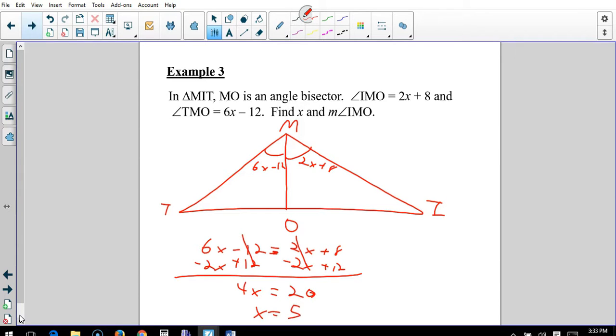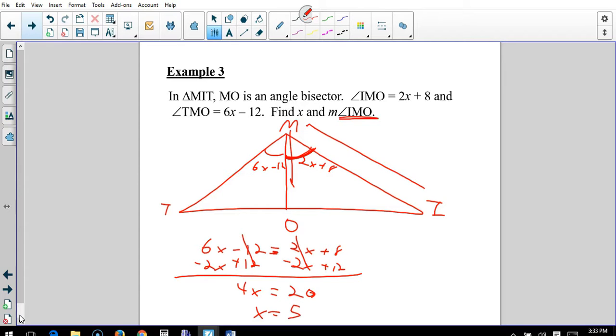Now, be careful and pay attention to what it asks you to find. X and IMO. So IMO comes up this way and comes down this way. So that's this angle right here. You got to make sure it's not asking for IMT, which would be the whole angle at the top.